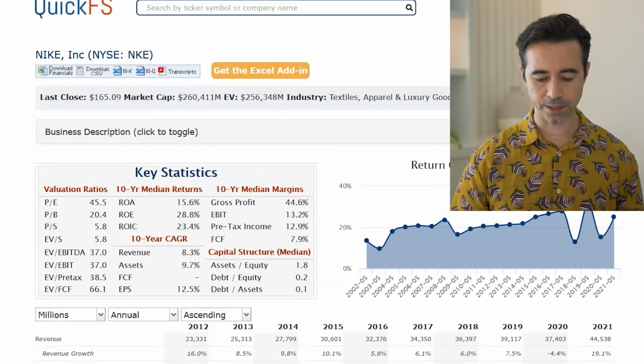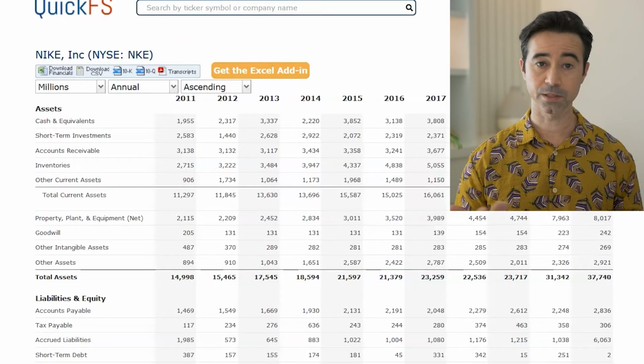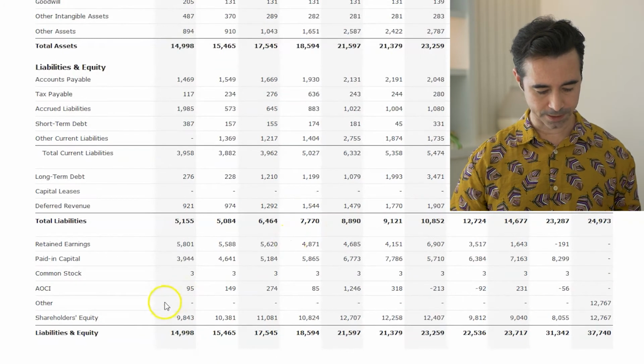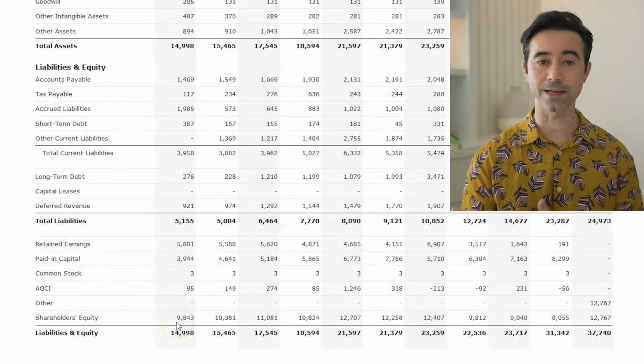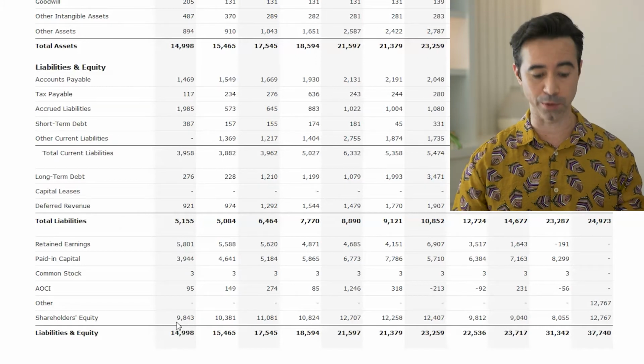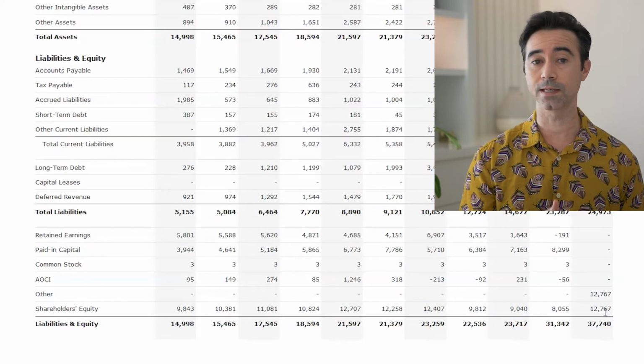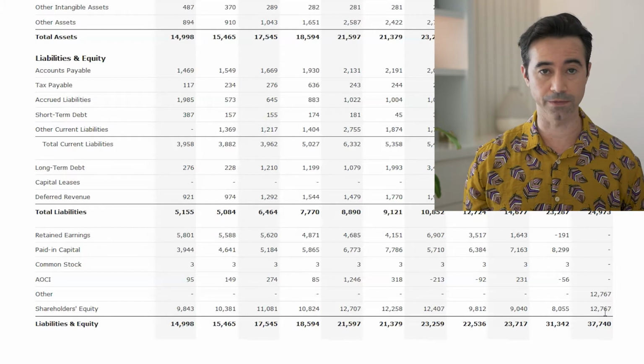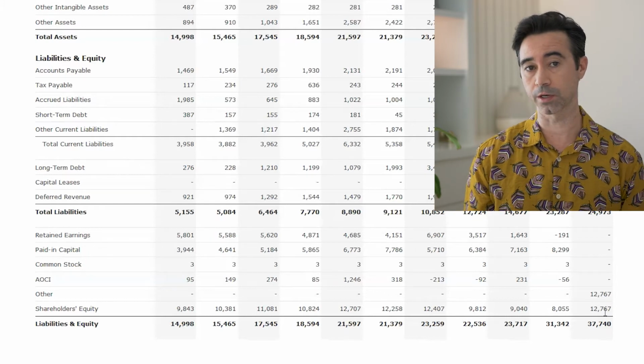So let's go to quickfs.com and find the book value of Nike. So what I'll do is I'll go over here to the balance sheet. I'm going to scroll to the bottom, and I'm going to see where it says shareholders' equity. And like I said, shareholders' equity is the same as the net worth, which is the same as the book value. So now we have to say, what is the book value for every share of Nike, like we did with the earnings per share?